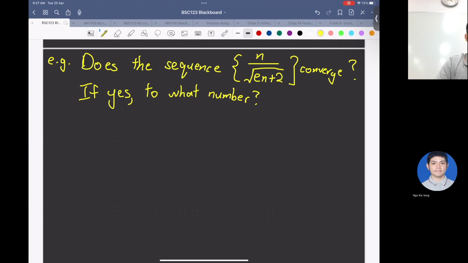Any idea? Anyone have any guess? Diverge? Why? 1 over 0? What do you mean by 1 over 0? So it says the top grows faster than the bottom. Why? Or you just look at the graph? There's one way you can see it, but you should make that precise, because sometimes if it grows not as fast, it still can be killed by the denominator.